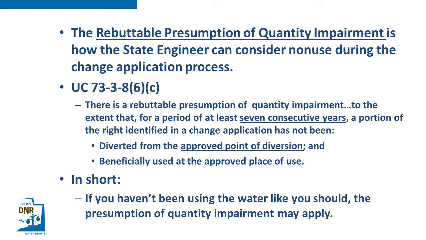Rebuttable presumption of quantity impairment is a mechanism used by the state engineer to consider non-use of a water right during the change application process. Basically, if it appears that all or a portion of a right has not been diverted from the approved point of diversion or put to use at the approved place for a 7-year period, the state engineer may presume quantity impairment to the junior water right holders if the senior water right holder puts the right back into use under the authority of an approved change application.